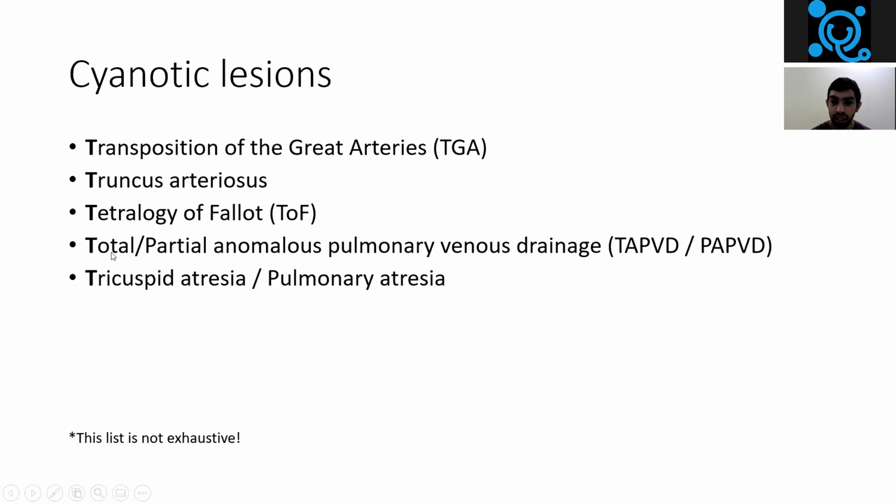We've spoken about TAPVD. Now, tricuspid atresia is essentially a dead end. Yeah, so atresia means something that hasn't developed. So this is where your tricuspid valve hasn't developed, and therefore blood can't get to your lungs. Okay, and similarly, you could also get pulmonary atresia as well. And these are the common cyanotic defects to know about. But just bear in mind, this list is not exhaustive. There are a lot more, but these are the ones that are worth knowing about.